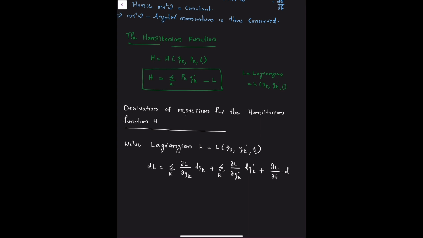Take the partial derivative. Now divide it by dt, then dL by dt is equal to sum over k dou L by dou qk dqk by dt plus sum over k dou L by dou qk dot dqk dot by dt plus dou L by dou t.